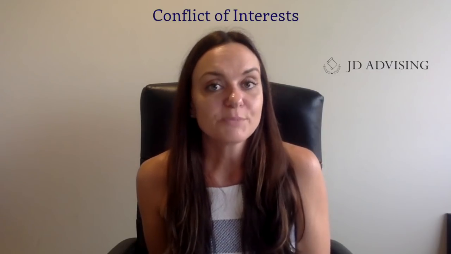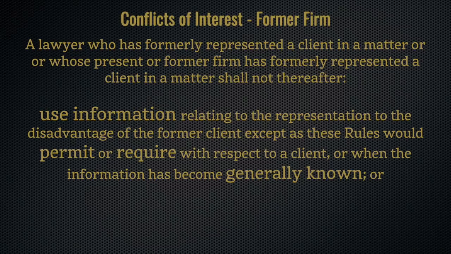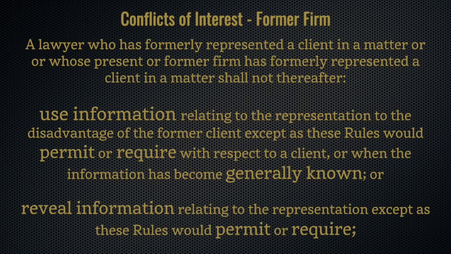Additionally, moving on to the next portion of the rule, it says a lawyer who has formally represented a client in a matter, or whose present or former firm has formally represented a client in a matter, shall not thereafter use information relating to this representation to the disadvantage of this former client, except as the rules would otherwise permit or require with respect to the client, or when the information has become generally known, or reveal this information relating to the representation except as the rules would permit.